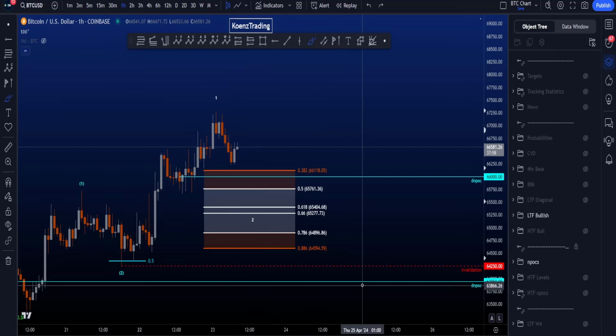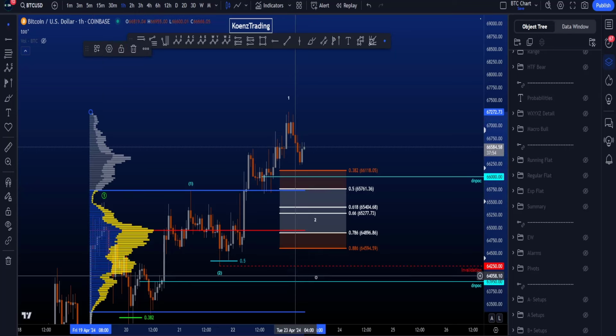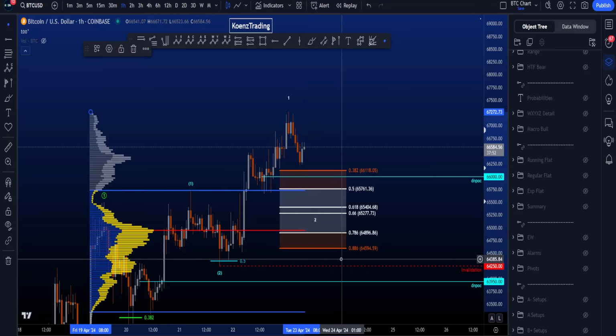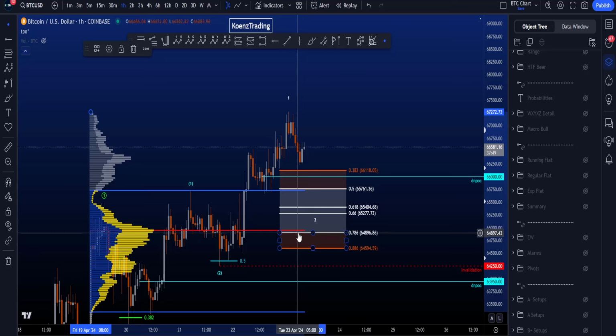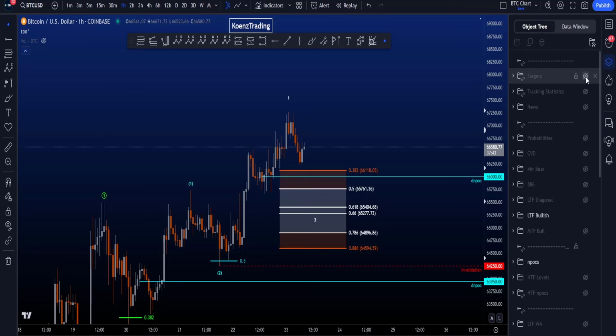We have the daily naked point of control here at 66k, and if we pull a volume profile, then you can see that also the value area high is in confluence with the 0.5, and the point of control of this area so far is around the 0.786, which makes that an interesting area of support.